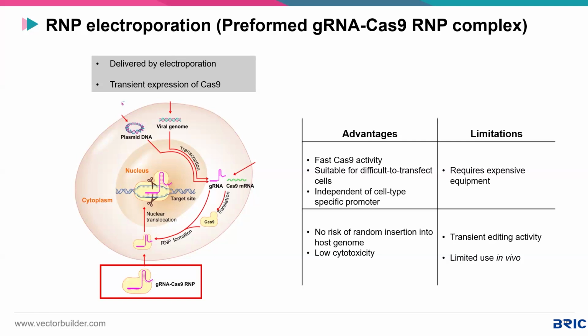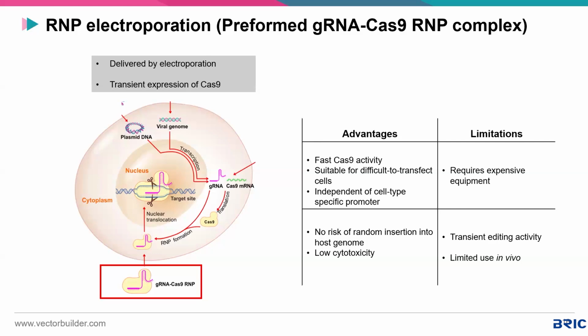Cas9 doesn't have to be translated. It's already a protein, so very, very fast activity. And it's suitable for difficult to transfect cells. And it does not require any kind of cell type specific promoter because there is no transcription necessary here at all. We are directly introducing the Cas9 protein. And because it's a protein, not DNA, there is no risk of integration into the genome. And there is also low cytotoxicity.